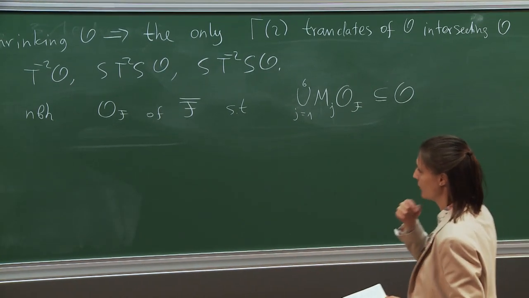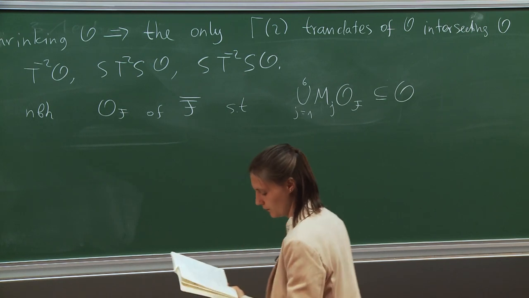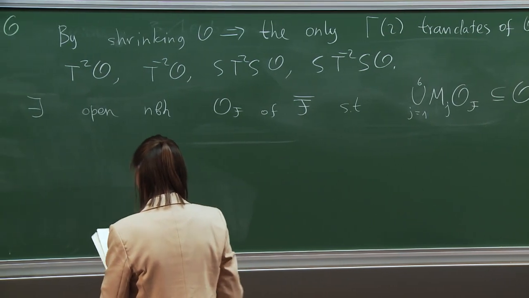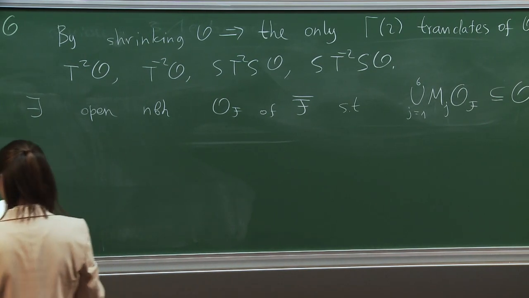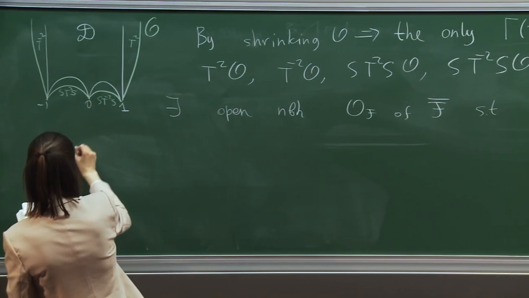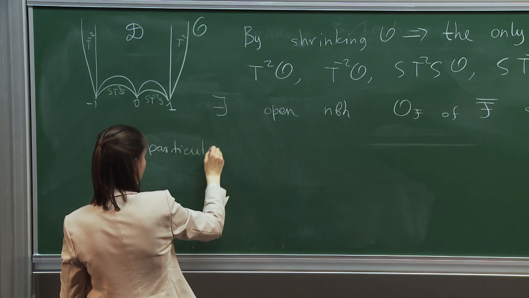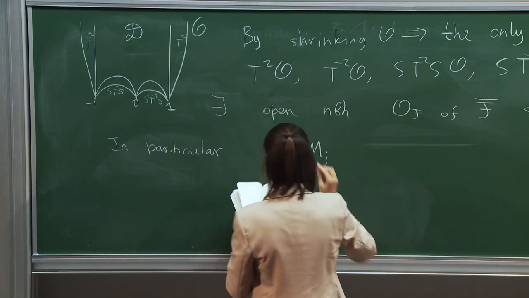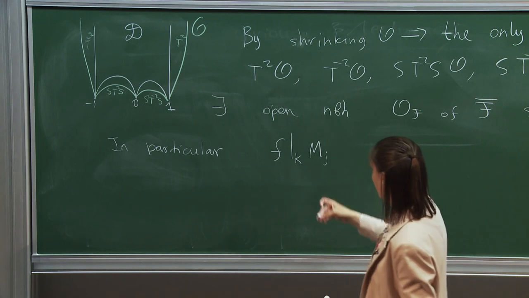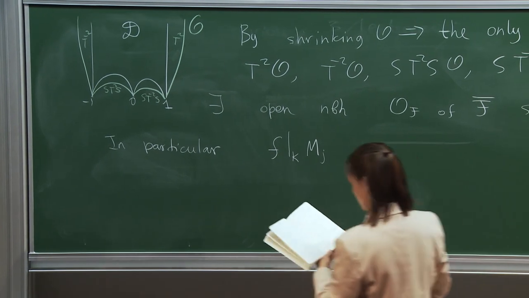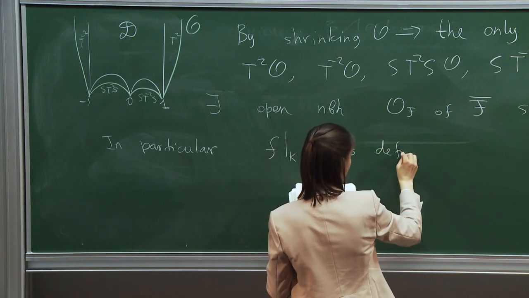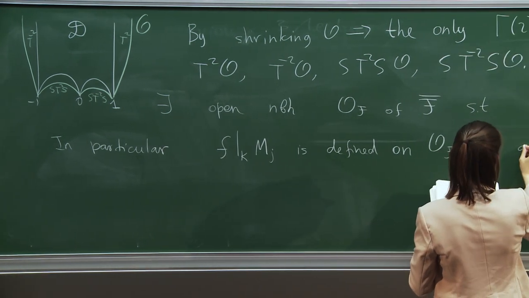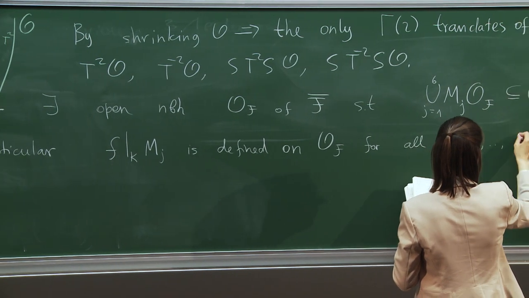We can do this by taking this open neighborhood small enough. In particular, if we take our F and slash it with this element MG, we want it to be well defined on OF, for all j from 1 to 6.